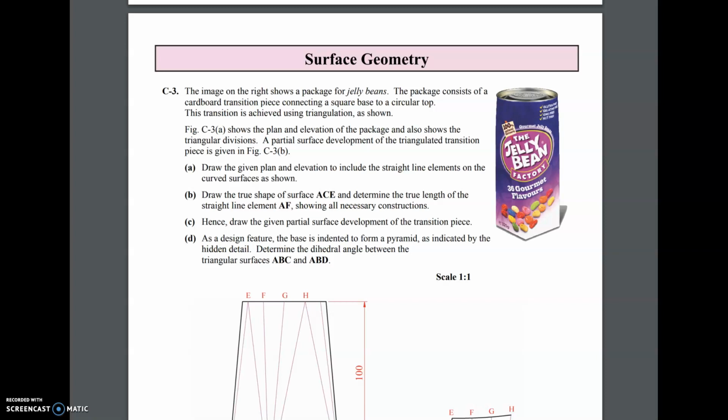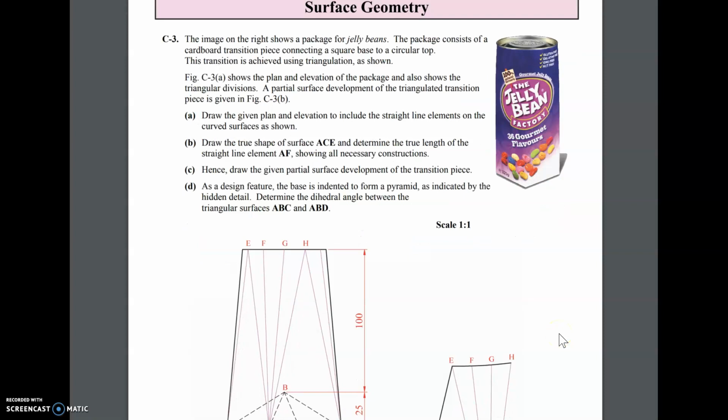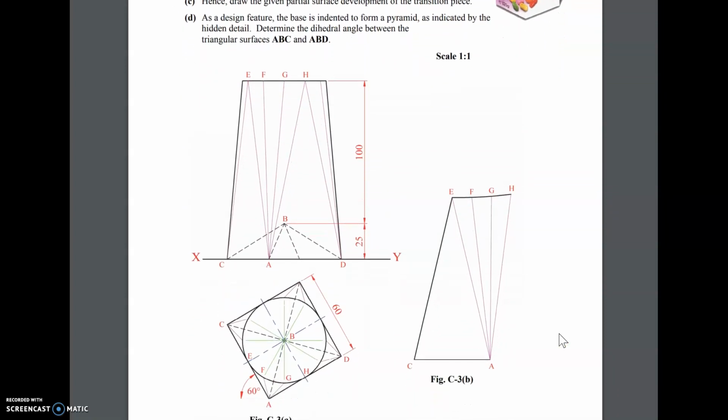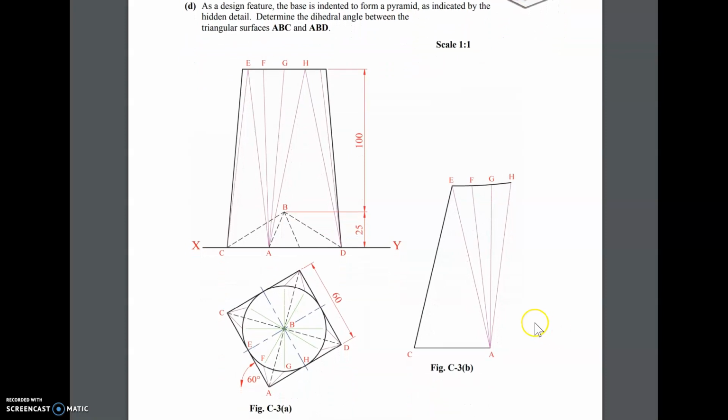Okay, so there's a lot asked in this question, but some of it is taking us back to our junior cert graphics, finding the true shape of a surface, and then the dihedral angle we've covered in section B as well. Right, so we have our elevation and we have our plan here. They show us a lot of constructions and what they want us to do in it.